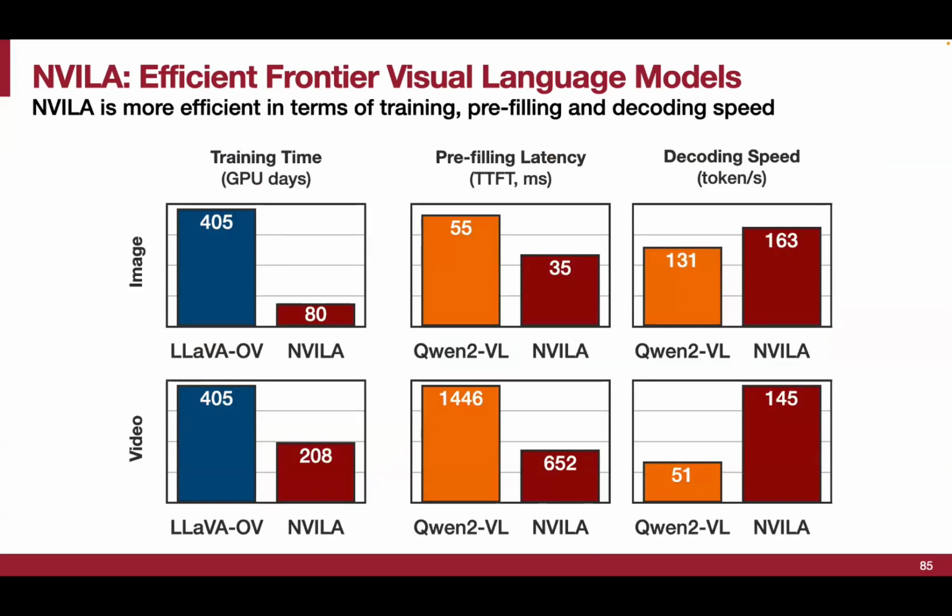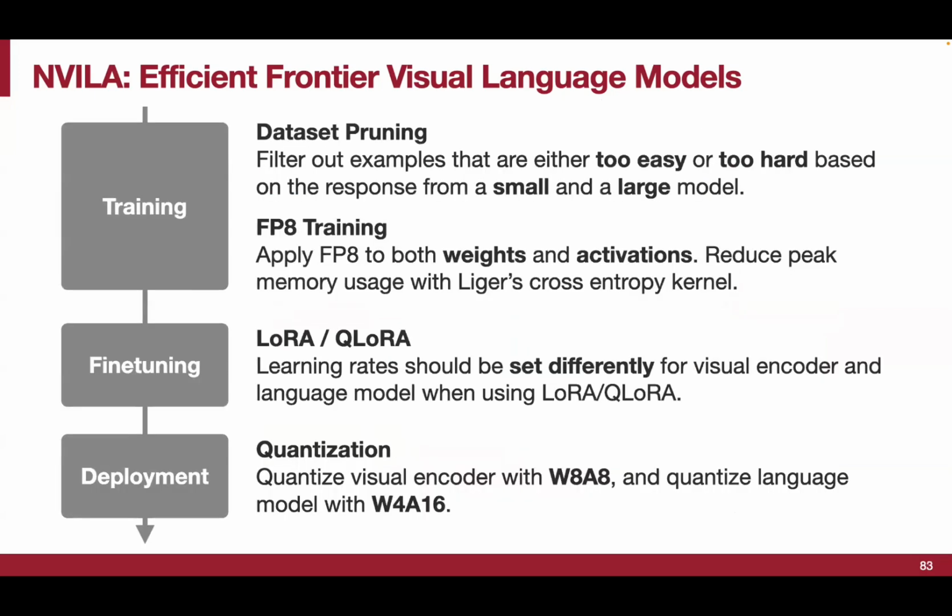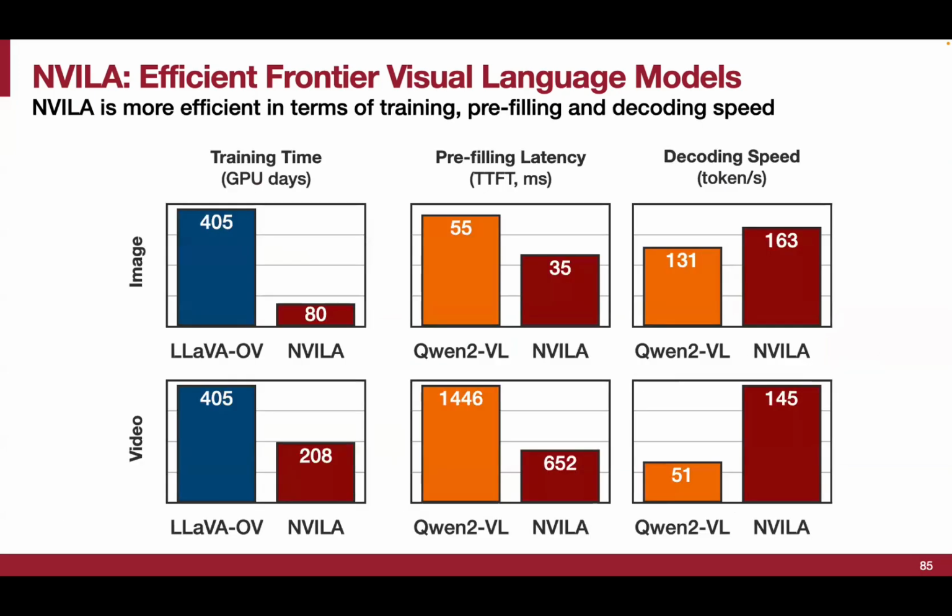For example, the training time measured in GPU days decreased from 800 GPU days to 80 GPU days, primarily thanks to the dataset pruning technique. Okay, if it is too easy or too hard, we just prune them away. So this is the image. For video, we can reduce the training time from 400 GPU days to 200.